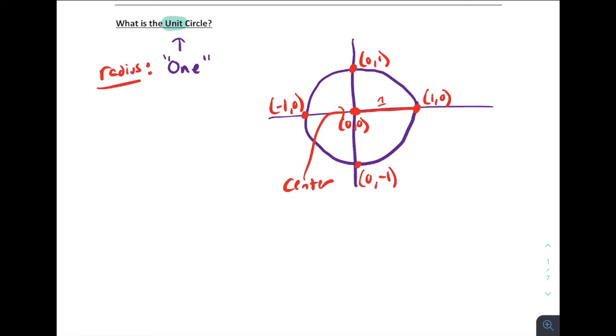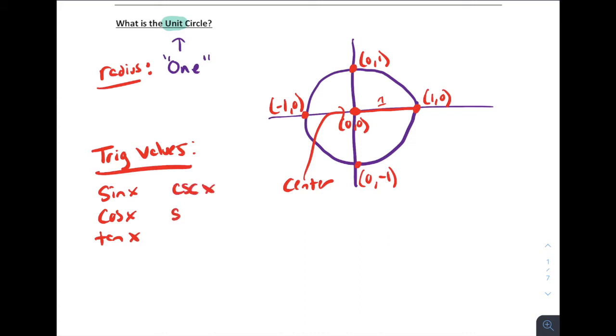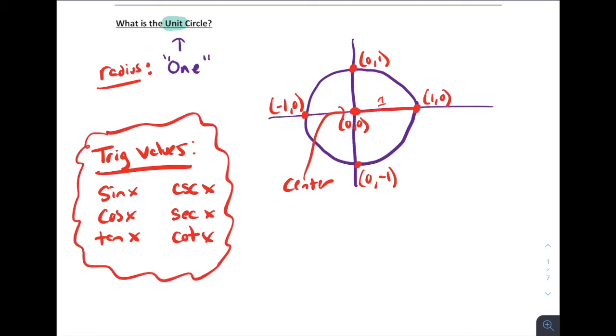Now, the unit circle is very useful. Specifically, we can use it in order to identify lots of trig values. If you know how to draw a unit circle or you know how to read a unit circle, you can find sine of x, cosine of x, tangent of x for all sorts of values. And we could extend those, in fact, to our reciprocal trig functions like cosecant of x, secant of x, and cotangent of x. So there are 6 total trig functions. We could find all of those using our unit circle in a couple of different ways.